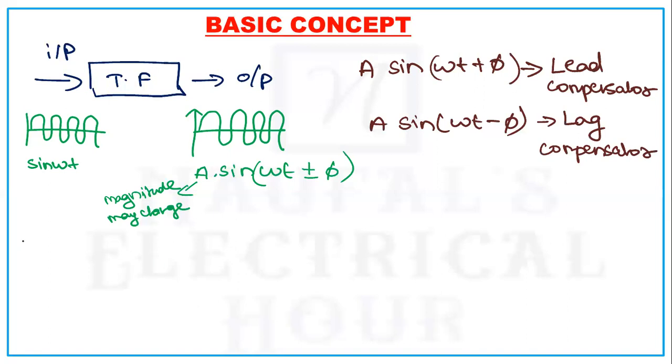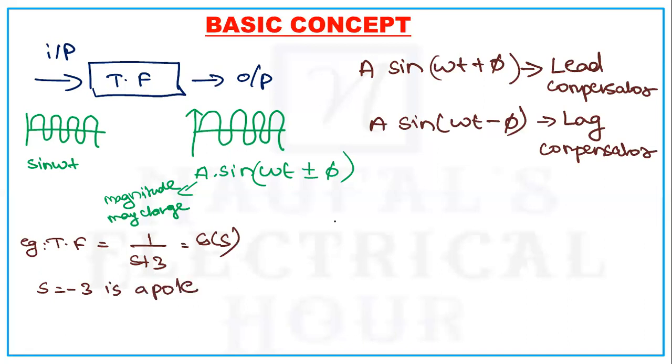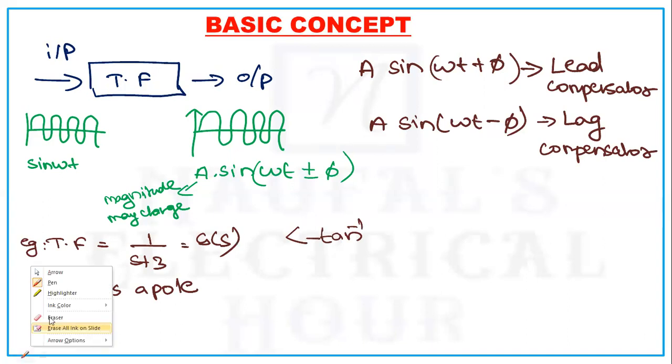Okay, take one example. The transfer function is given as 1 by s plus 3. That is our G of s. So s is equal to minus 3 is a pole, right? So how will we consider the angle? I will write in detail because you haven't studied it before, right?